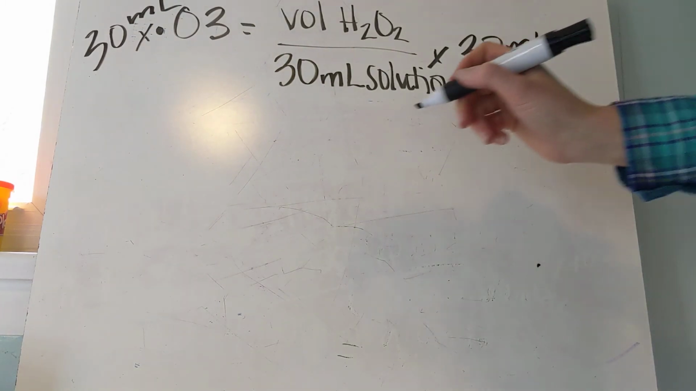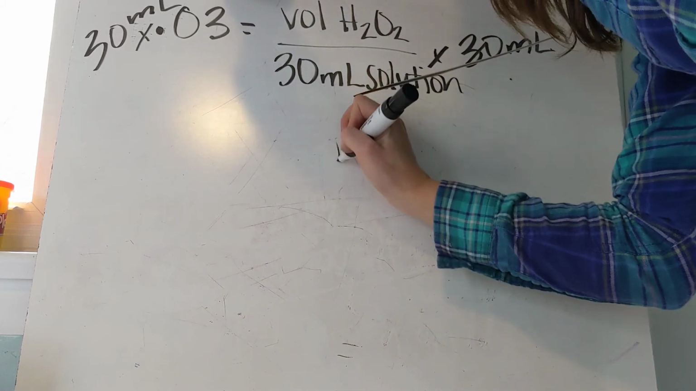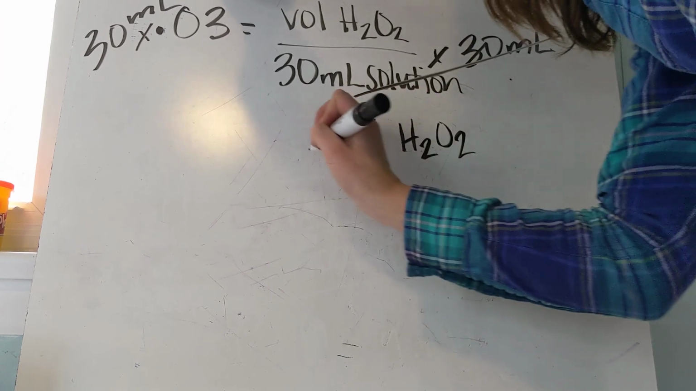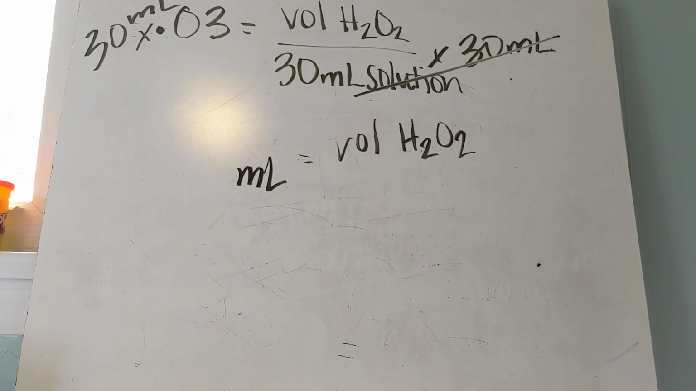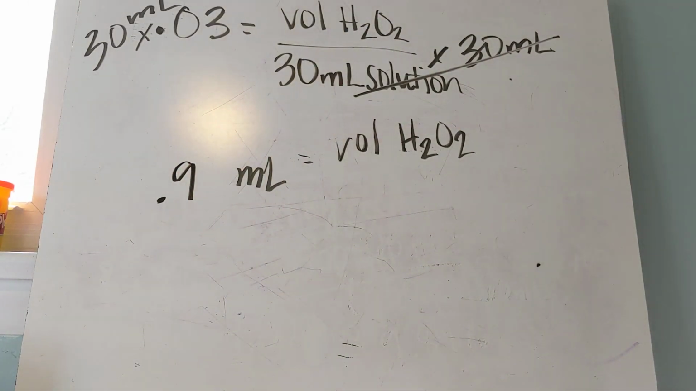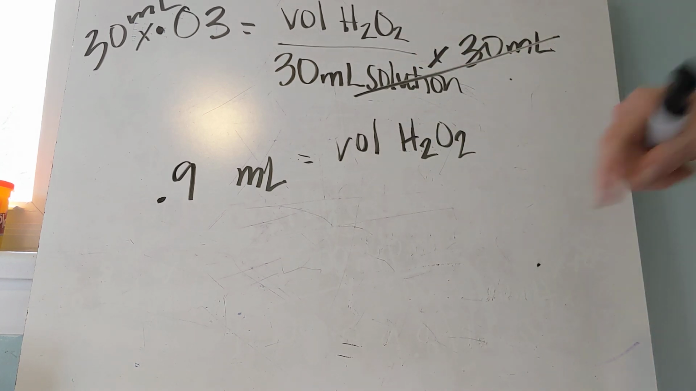Okay. And that will leave me with my volume of H2O2. All right. So 30 times 0.03 is 0.9. So only 0.9 milliliters of that entire 30 milliliter bottle that we had is actually H2O2.